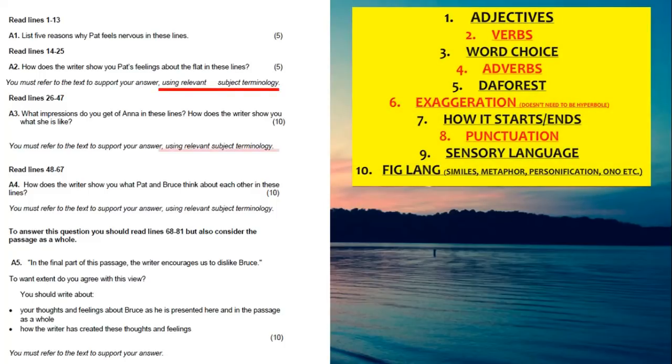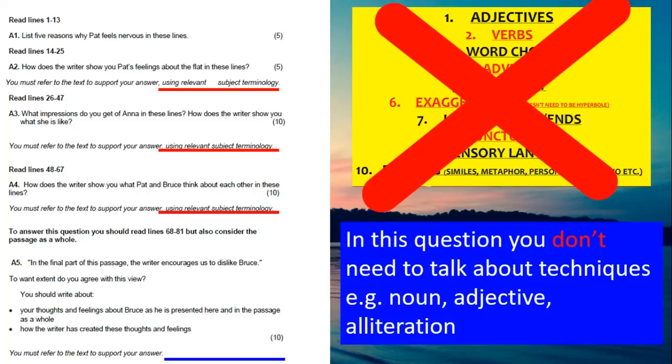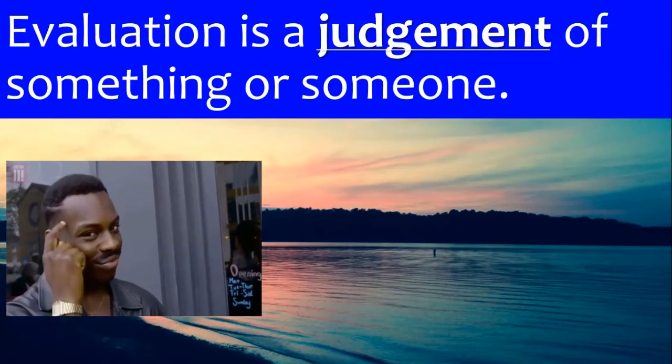So here's the way the exam question looks. So there's 5 questions. However, if we look at question 2, question 3 and question 4, it says use relevant subject terminology, which is this stuff in the top right hand corner. However, for question 5, it doesn't say we need to do this. So although we are going to refer to the text to support our answer, we don't need to use the relevant subject terminology. We don't need to say adverbs, hyperbole, onomatopoeia, or whatever. So that's good news. So we don't have to use that. In this question, you don't need to talk about the techniques, like I've just said.